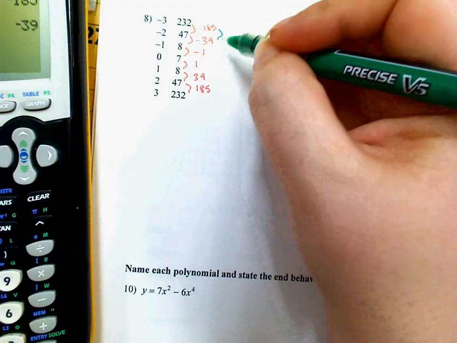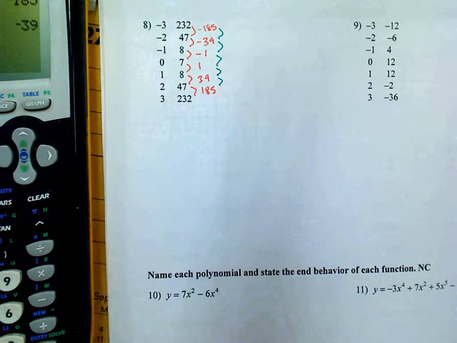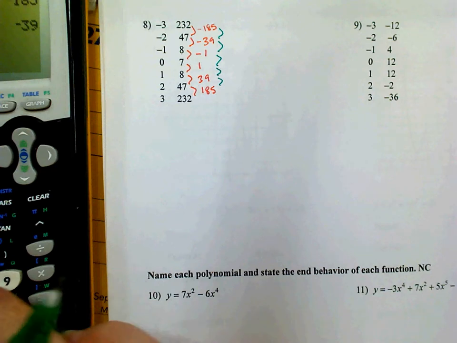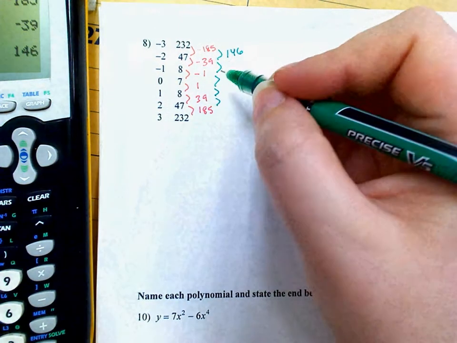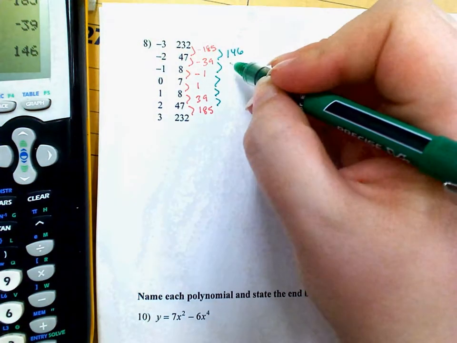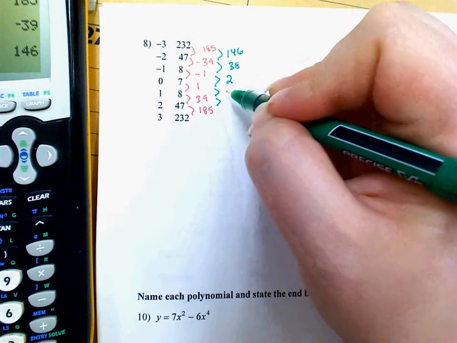Okay, negative 39 plus 185 is 146. Negative 1 minus a negative 39, so negative 1 plus 39 is 38. 1 minus negative 1 is 1 plus 1, which is 2. 39 minus 1 is 38. And 185 minus 39 is 146.